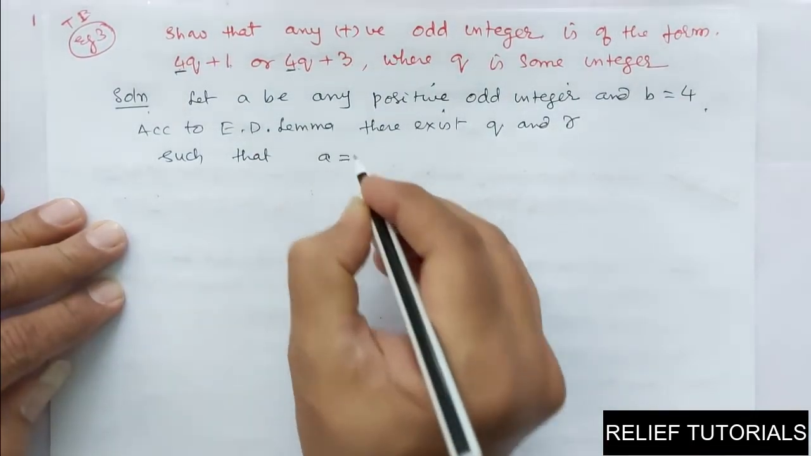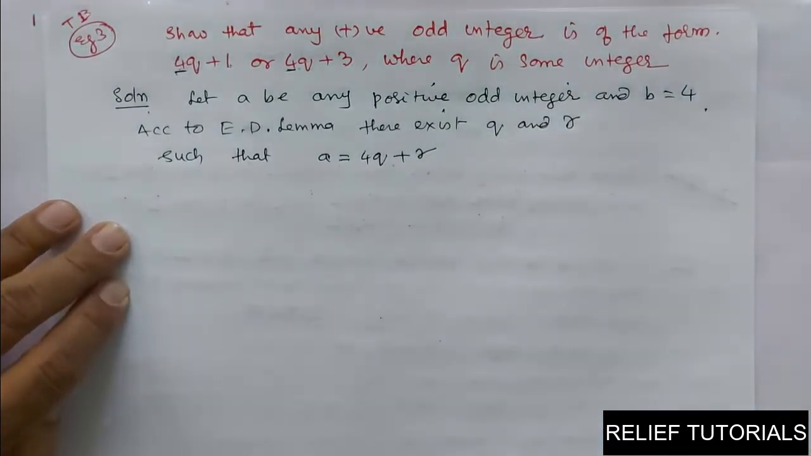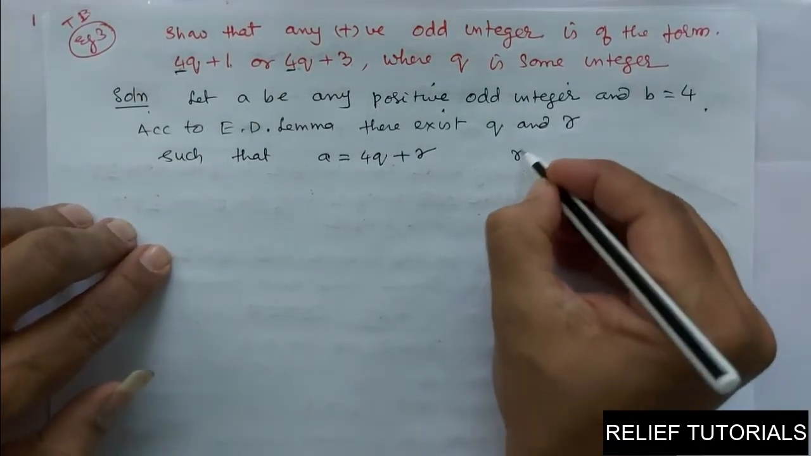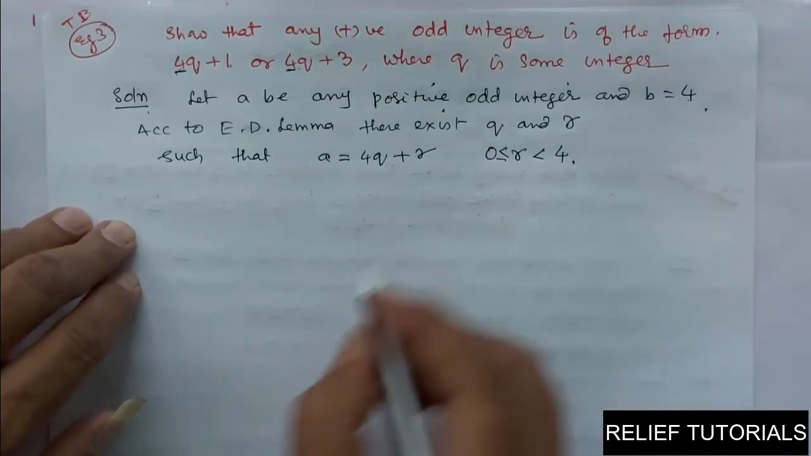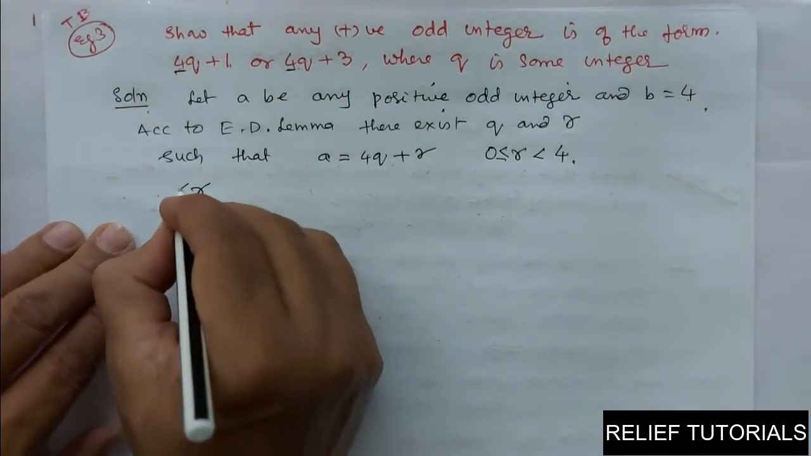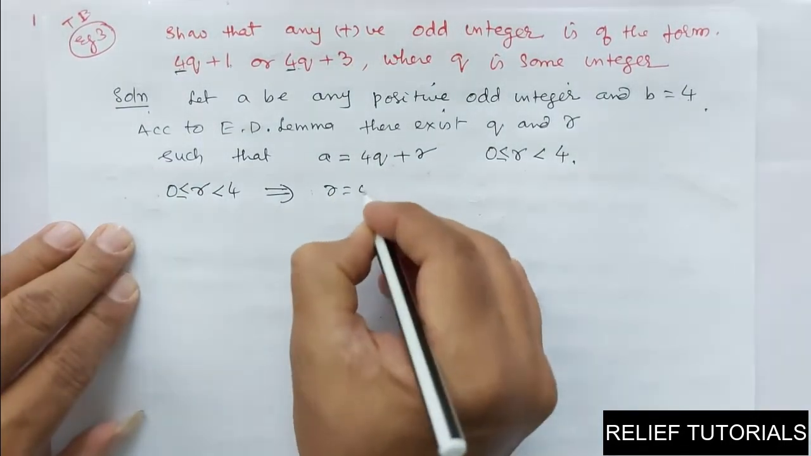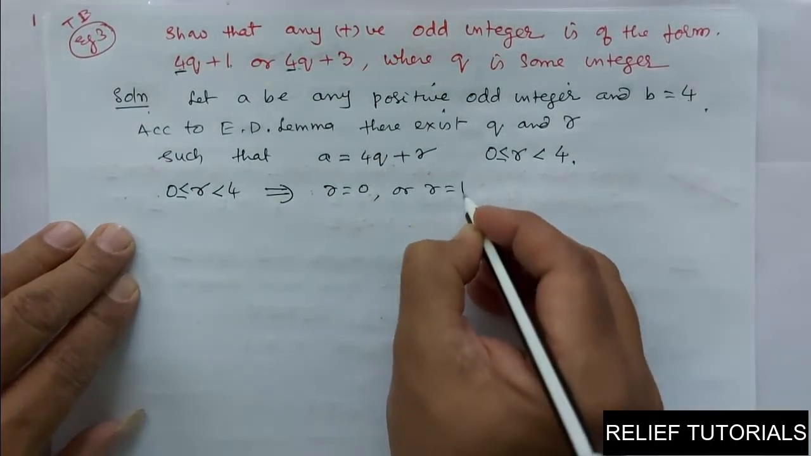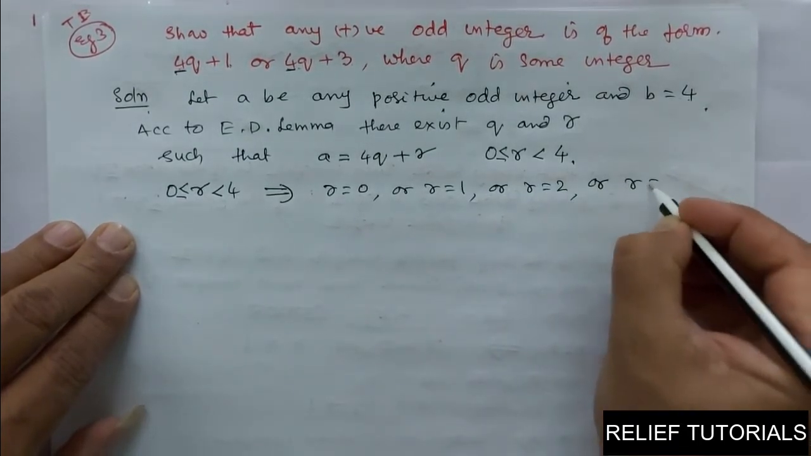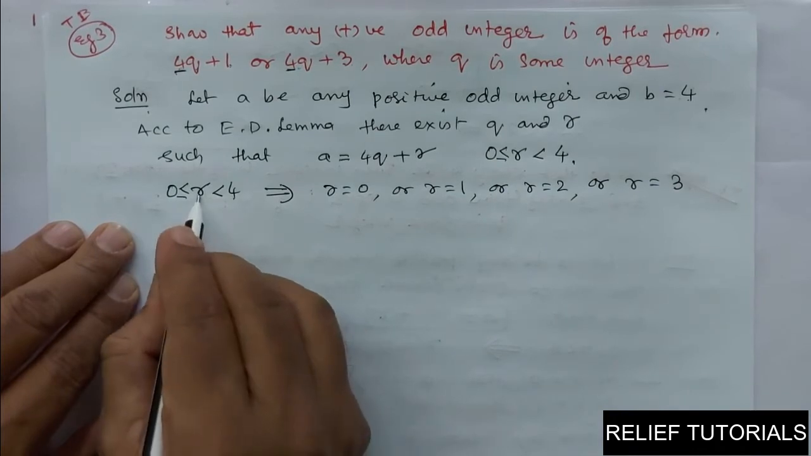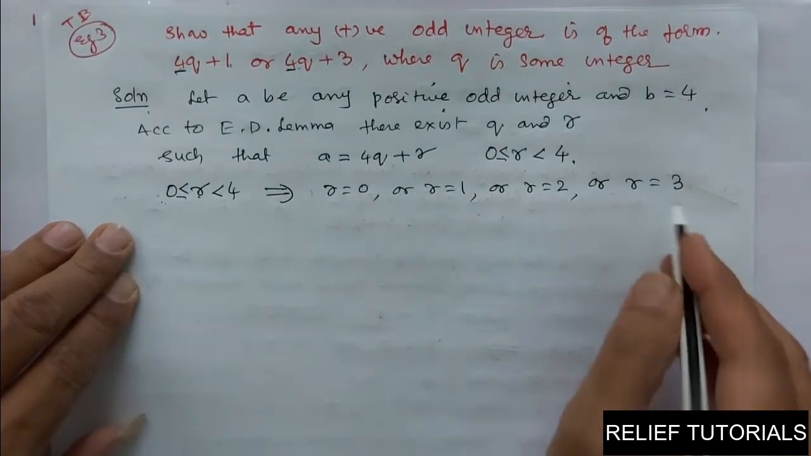a is equal to bq, b is 4, so 4q plus r. And you know r is greater than or equal to 0 and less than b, and b is equal to 4. Now same thing: r greater than or equal to 0, less than 4 implies r is equal to 0 or 1 or 2 or 3. So 0, 1, 2, 3. Clear?